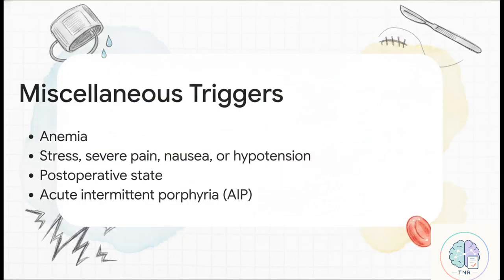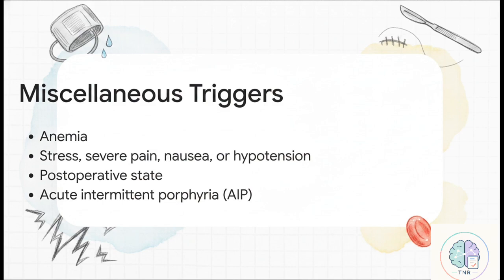And hey, never underestimate the physiological impact of the body just being in general distress. Severe pain, profound nausea, systemic stress, or acute hypotension natively stimulate ADH release. It's a survival mechanism to retain water. This is exactly why the general postoperative state is so fraught with hyponatremia. The pain and nausea of surgery cause massive ADH spikes. Oh, and rounding out the list, acute intermittent porphyria is a rare but classic metabolic cause you should definitely keep in your back pocket.